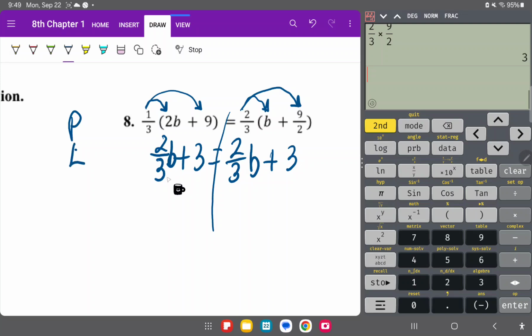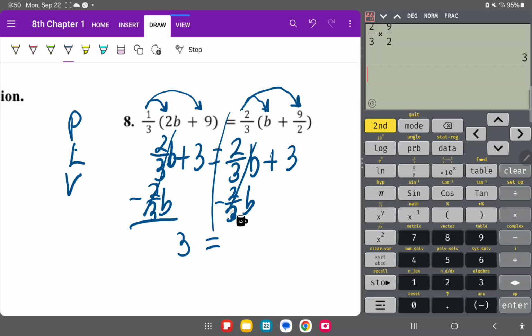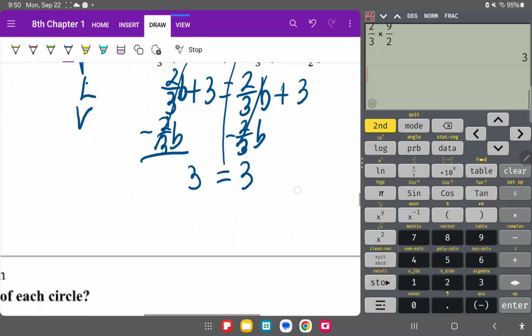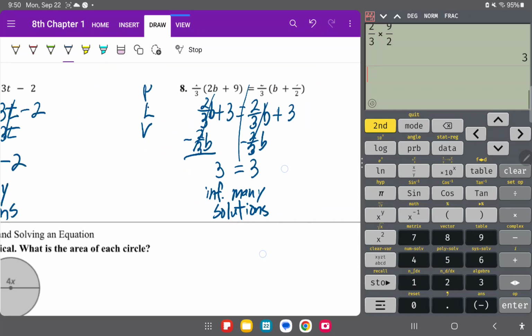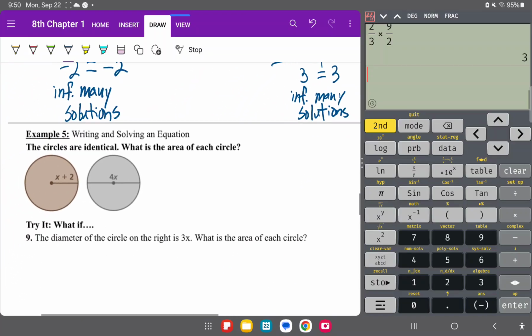There's no like terms to combine, but we do have variable terms on both sides. So we need to subtract 2/3 b. Subtract 2/3 b. So that will cancel, leave you with 3. Bring down your equals, that cancels, leave you with 3. And there we go. Those are equal, so that means it's infinitely many solutions. Okay. Awesome. All right, so we got a couple more to look at.